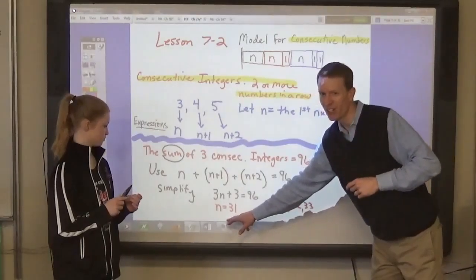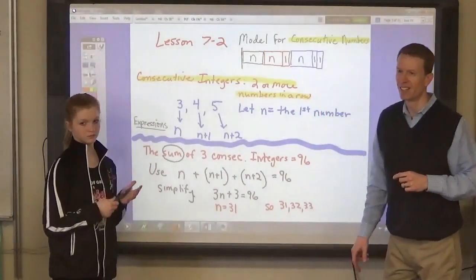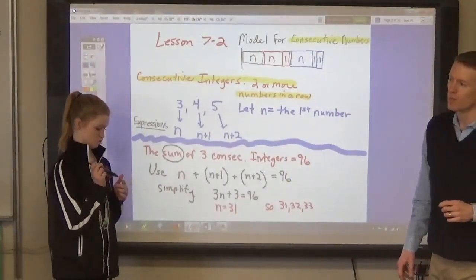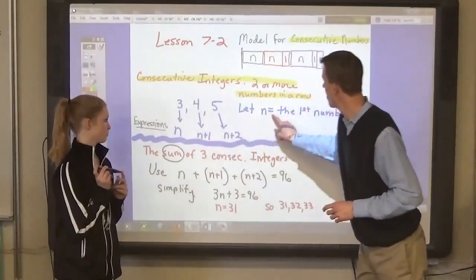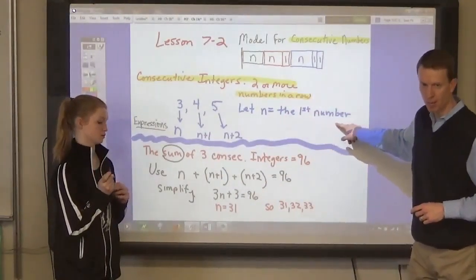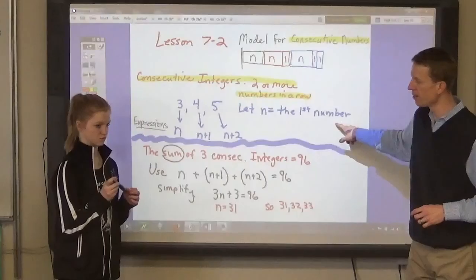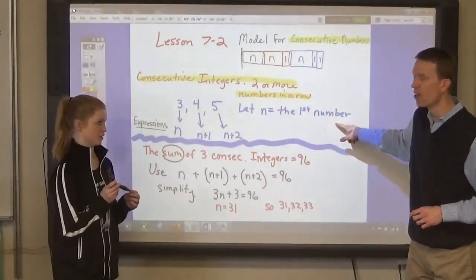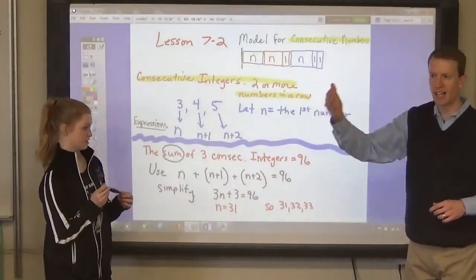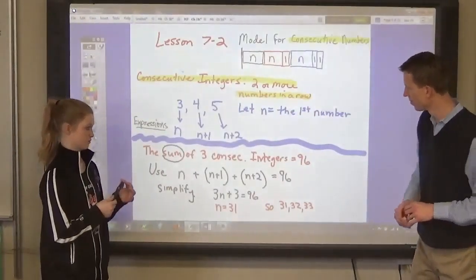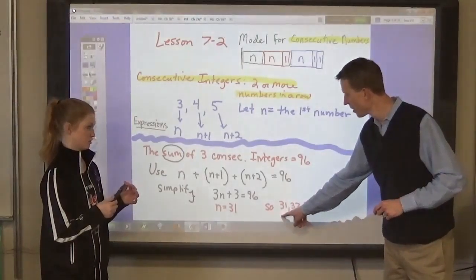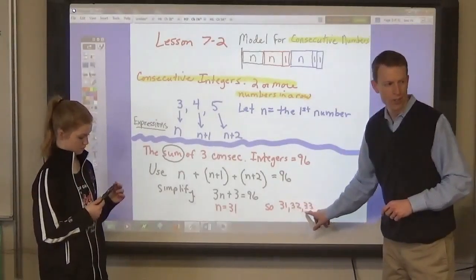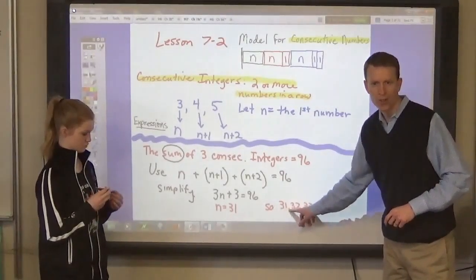Maybe he thought it was a 2. So 31. And that's the what? What is n? n is the first number. The first number is what? 31. So what are the consecutive integers? 31, 32, and 33. Okay? 31, 32, and 33.